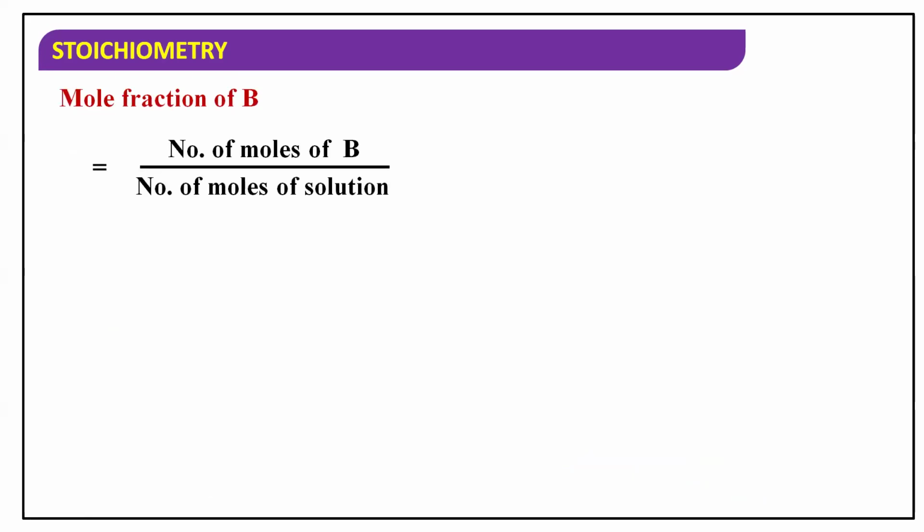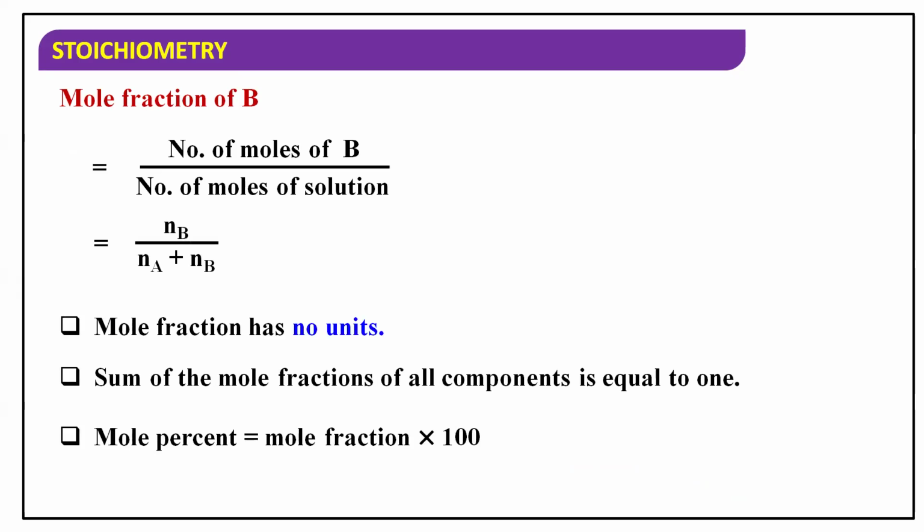So how will you calculate the mole fraction of component B? That is moles of B upon total moles. Now because you are taking a ratio of moles, you are dividing moles with moles. So it is a unitless quantity. There will be no unit. And if you sum up all the components, the mole fractions of them will be 1.